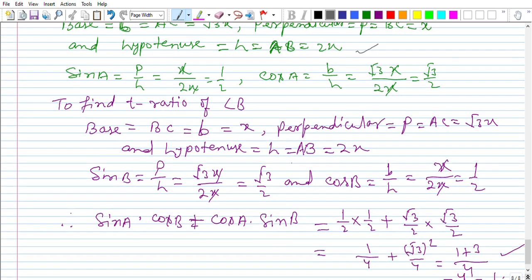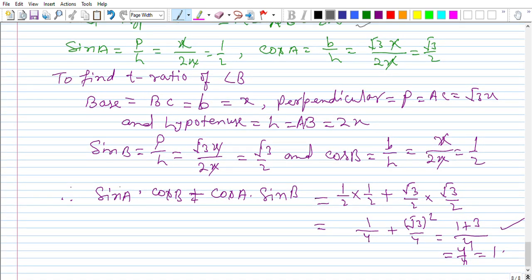Then write the expression. We have the expression sin A into cos B plus cos A into sin B. You put the value 1 by 2 into 1 by 2 plus root 3 by 2 into root 3 by 2. 1 by 2 into 1 by 2 would be 1 by 4 plus root 3 by 2 into root 3 by 2, it would be root 3 square by 2 into 2, 4. Root 3 square, root cancels by square, we get 1 plus 3 over 4, and 1 plus 3 equal to 4 and 4 by 4 equal to 1.